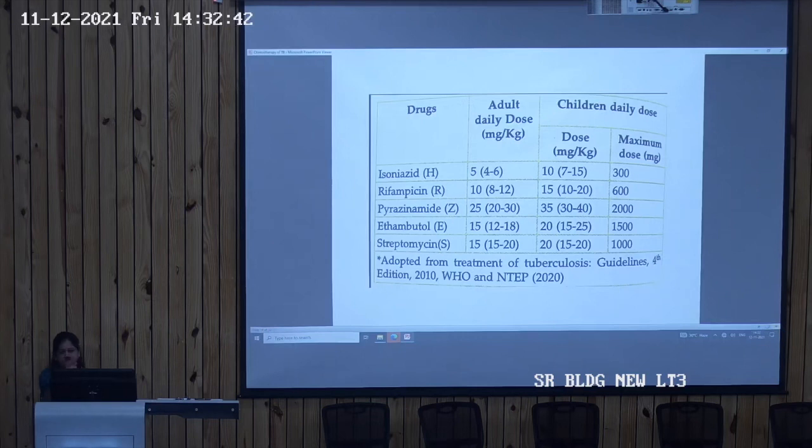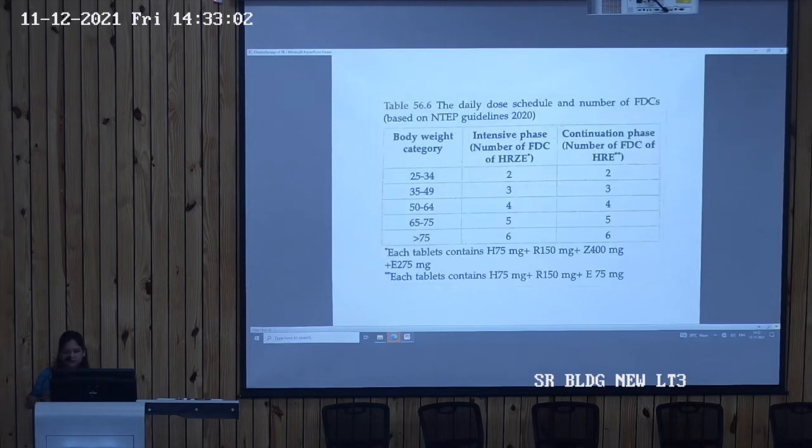So 5, 10, 25, 15, 15, you can remember that is the milligram per kg per day. So 300 milligram rifampicin, 600 milligram isoniazid, pyrazinamide 2000 milligram, ethambutol 1500 milligram, and streptomycin 1000 milligram. So at least these doses you can remember. They are given based on the weight of the patient.